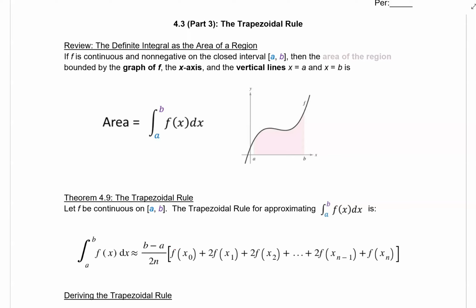Welcome, calculus students, to the third part of our section 4.3 in our textbook, which is a rather long section. And this part is focusing on what's called the trapezoid rule, or the trapezoidal rule. And what is the trapezoid rule? It's just yet another way to approximate the value for what we call a definite integral.